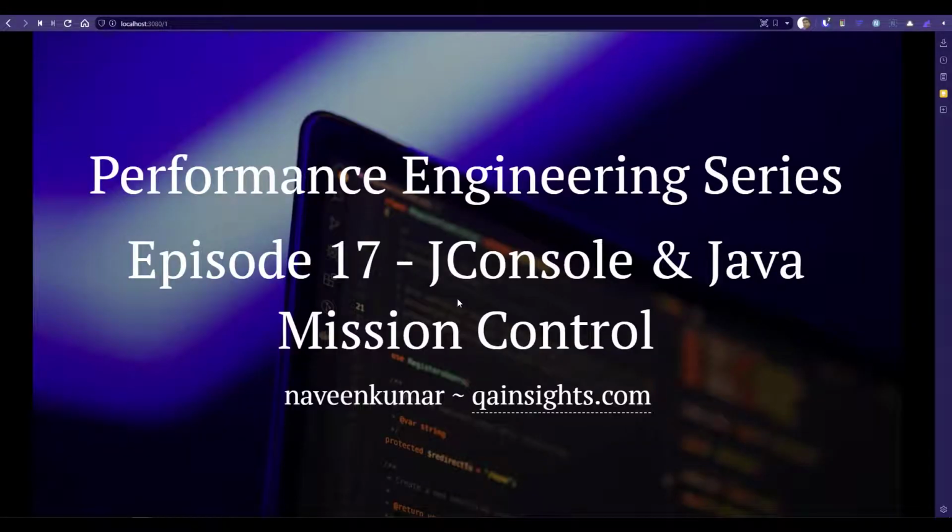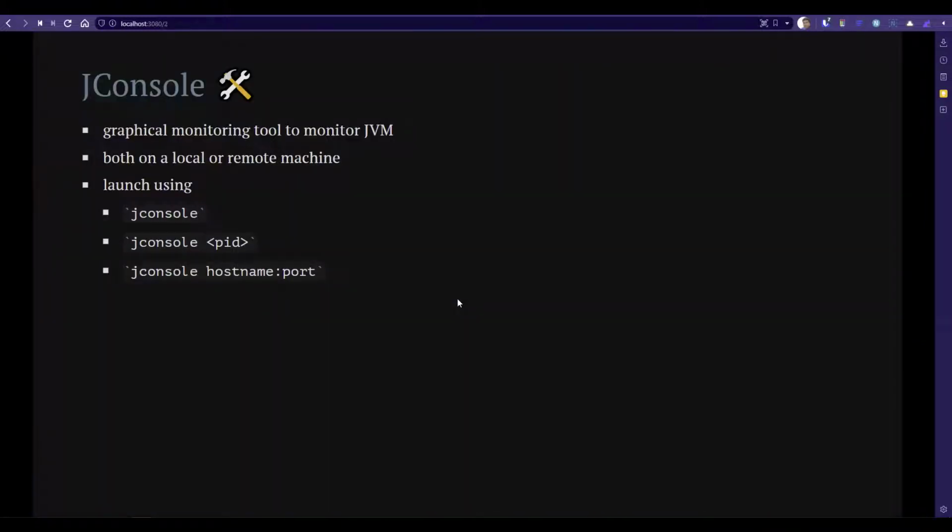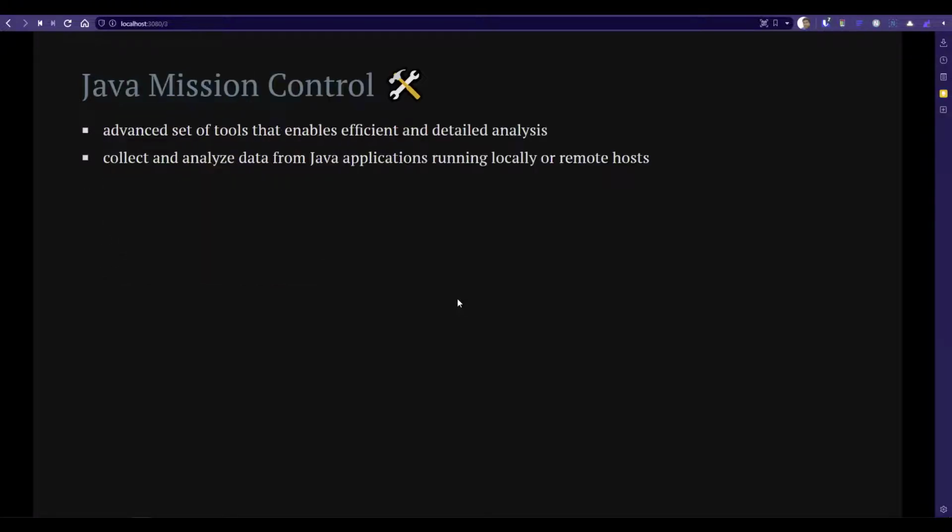In this episode 17 of the Performance Engineering series, today we are going to talk about JConsole and Java Mission Control. JConsole is a graphic monitoring tool to monitor your JVM instances. You can monitor your JVM locally or remotely. You can use the jconsole command to launch the JConsole UI. Also, you can use jconsole followed by the process ID, and it will automatically launch with your process ID. If you want to connect remotely, you can use hostname:port and then launch your JConsole.